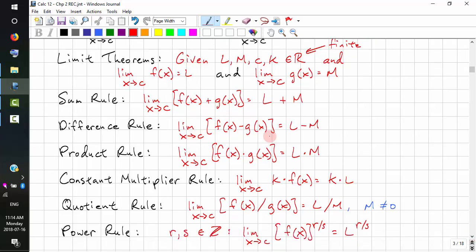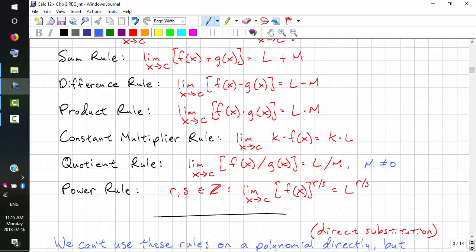Okay, and we have the same thing for difference. f of x minus g of x is L minus M. And the product rule. These are all expected. So if you can find the limits, you can add the limits together. And the product rule. So if we can find the limit of f of x and g of x, we can multiply them together, L times M.